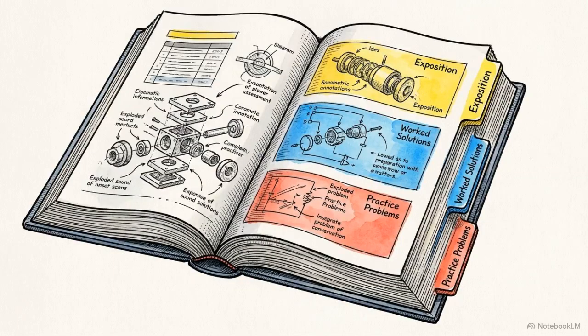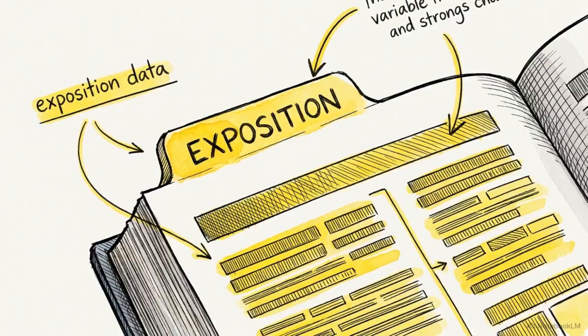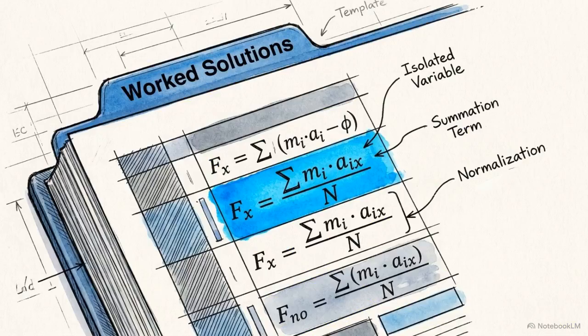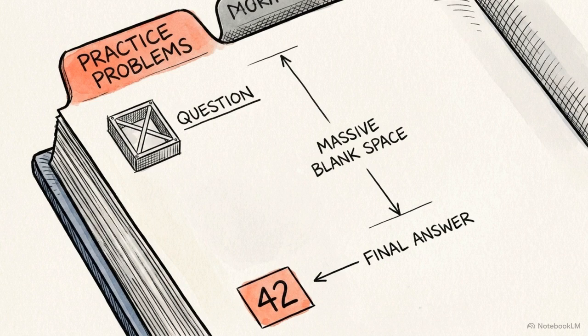To understand this progression, look at the structure of a standard textbook. It contains 3 distinct sections: exposition, worked solutions, and practice problems. Pre-training acts as reading the exposition to build background knowledge. Supervised fine-tuning acts as studying the worked solutions to learn the format of the answers. Reinforcement learning is the practice problems phase.